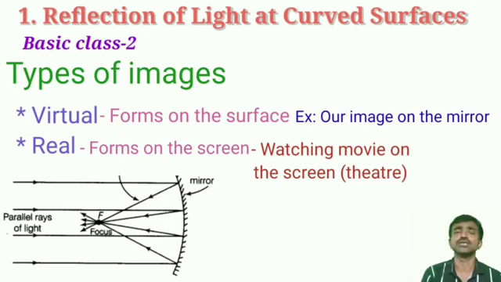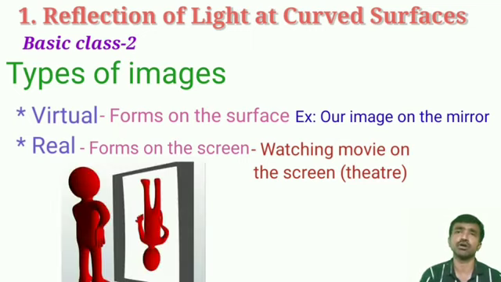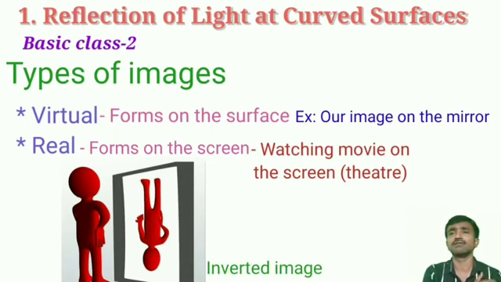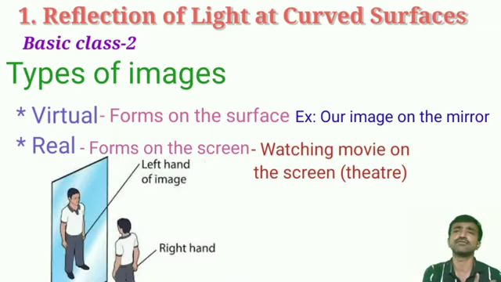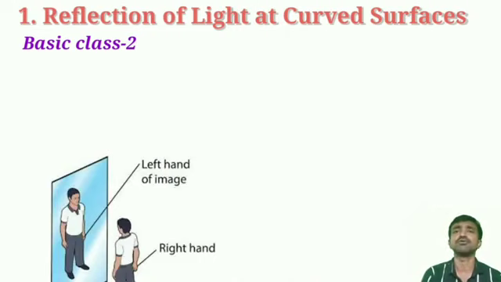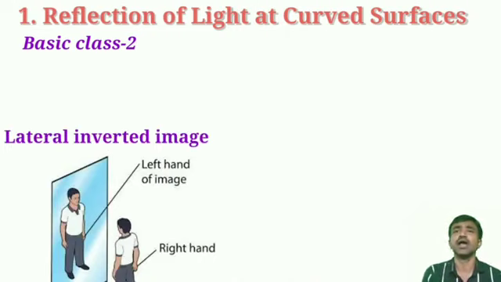Here you can see that the image is reversed. That means top is bottom, bottom is top. These types of images are called inverted images. But when you observe yourself in the mirror, your left eye appears right and right eye appears left. This exchange between the sides, left to right and right to left, is called a laterally inverted image.